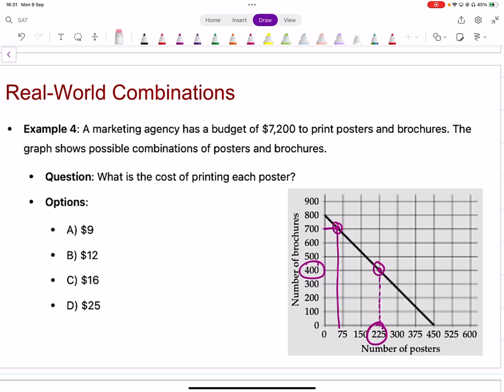That $7,200 amount can be divided amongst these two products in any of these combinations. Now they're asking, what's the cost of printing one poster? How do you figure that out? Can we use this graph somehow to figure out the price of one poster? Yes?